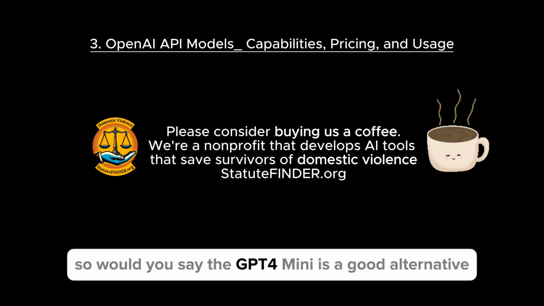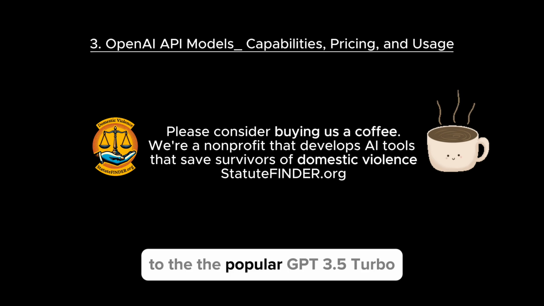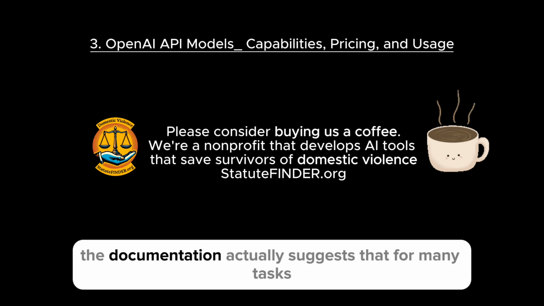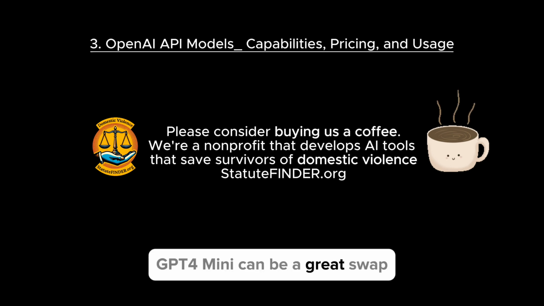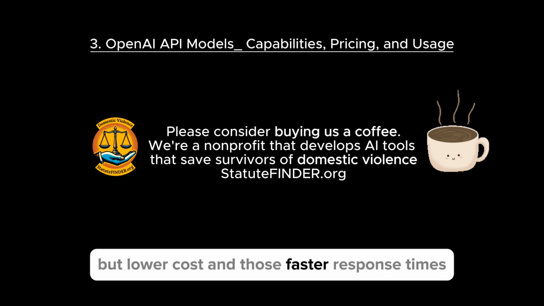So would you say that GPT-4o Mini is a good alternative to the popular GPT 3.5 Turbo? Absolutely. In fact, the documentation actually suggests that. For many tasks, GPT-4o Mini can be a great swap. Similar level of performance, but lower cost and those faster response times.